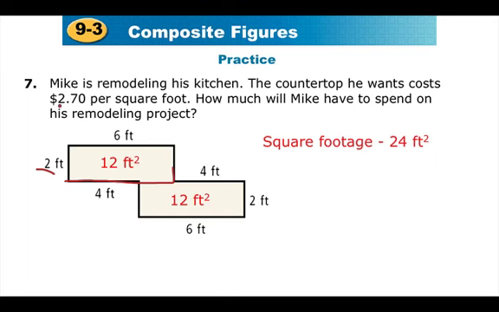They're telling me that this is the price per square foot. So what am I going to have to do to find how much Mike has to spend? Multiply 24 times 2.70, and this is how much money he has to spend on this countertop.